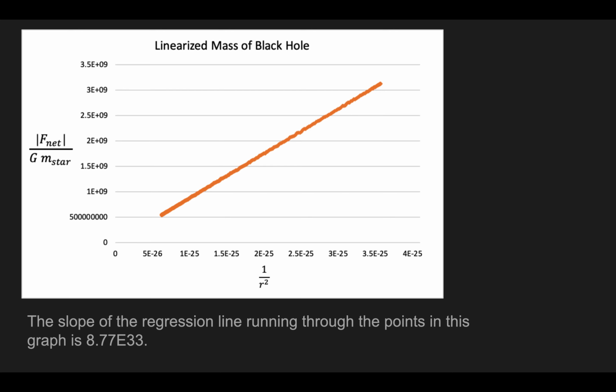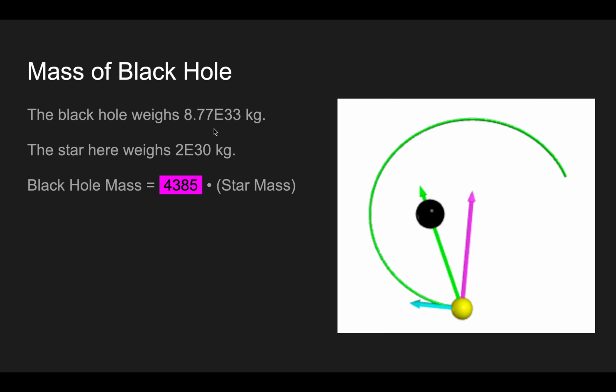Now what is that measured in? That is measured in kilograms because that is the mass of the black hole. The star here weighs 2 times 10 to the 30 kilograms, which is just about the mass of our sun. So we can say that the black hole has a mass that is 4,000 times greater than the mass of the star.